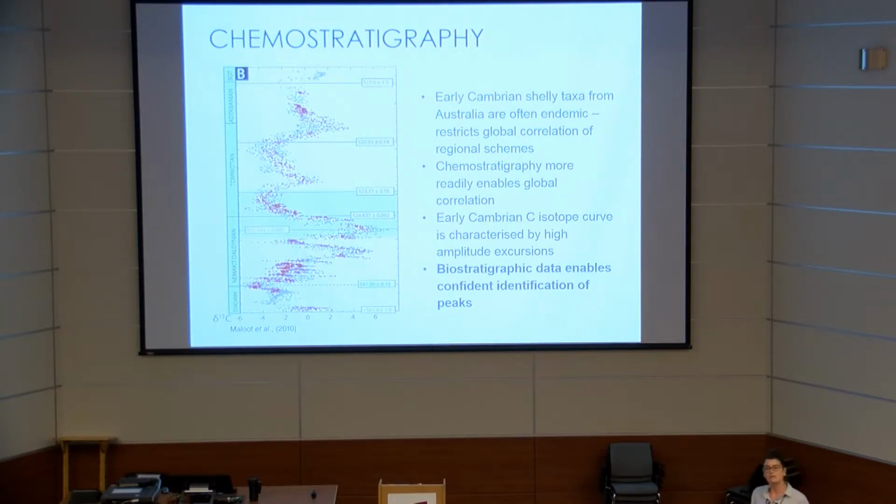So the chemostratigraphy has been a really important part of the story for us because, and it's like this everywhere, the endemism of the shelly faunas has really stymied global correlation based on the faunas. And so chemostratigraphy is giving us a global signal. The early Cambrian carbon isotope curve is characterised by those really large excursions, which can be kind of a blessing and a curse. So they're easy to identify, or you can see the different peaks, but sometimes it's hard to work out which one is which. And so that's why we really need to integrate other temporal proxies to help us identify those peaks more confidently.